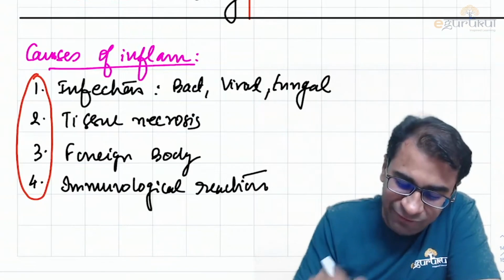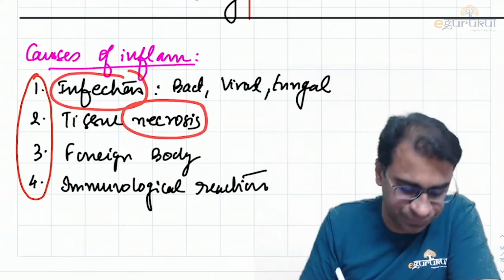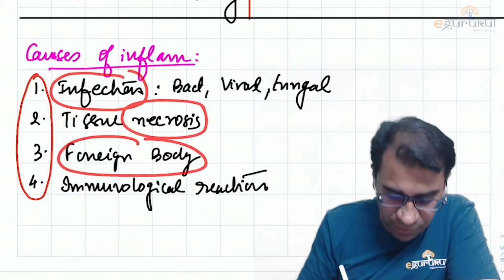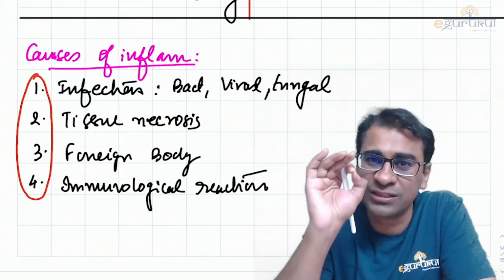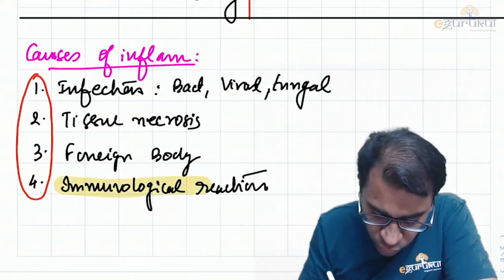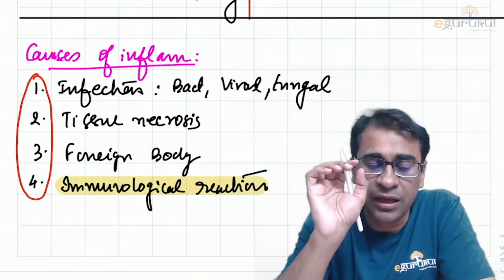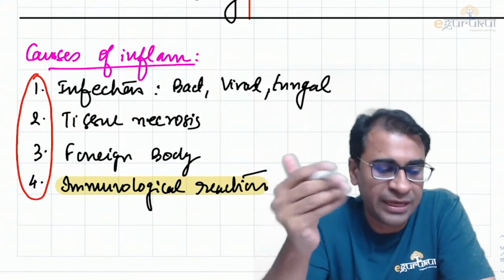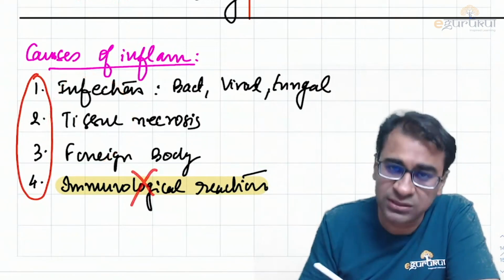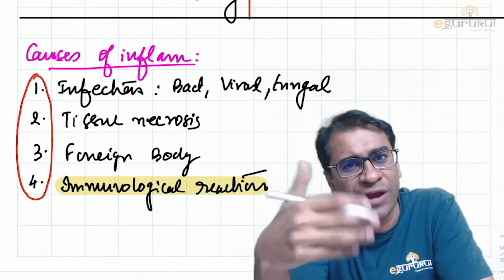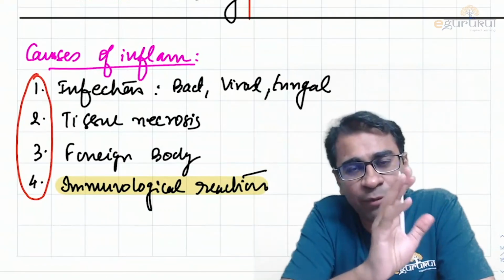Now remember, inflammation can be caused in infections. Surely necrosis, we read this last time. Foreign body can also cause inflammation. And yes, every immunological reaction also causes inflammation. So this also will lead to inflammation. Remember this. This is a very common mistake many students make. They feel that only 1, 2, 3 can cause inflammation, not this. Believe me, all immune reaction is inflammation only. Are you getting my point?